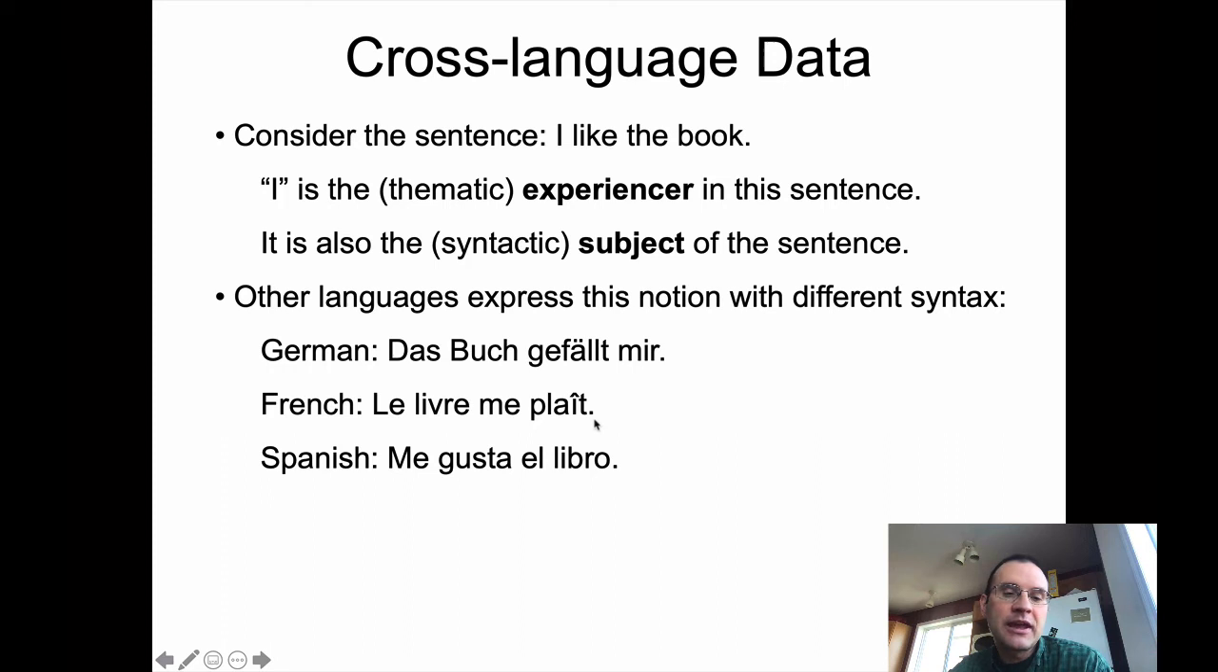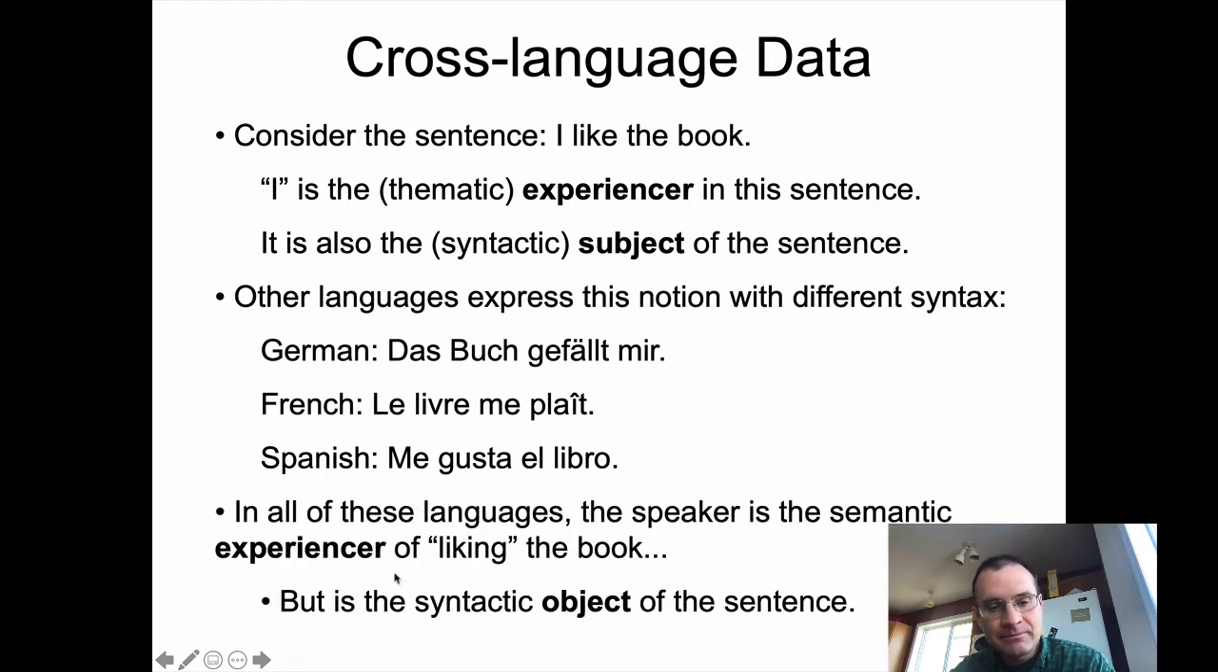French, "le livre me plaît." These all mean basically the same thing. In Spanish, "me gusta el libro." In every single one of these, though, what's interesting is that the noun phrase experiencing the liking of the book is a syntactic object of the sentence. In English, it's a subject. In other languages, it's the object. So the syntax can vary for these things across languages, and it can be switched around even to some extent within a language, but the thematic role stays the same.